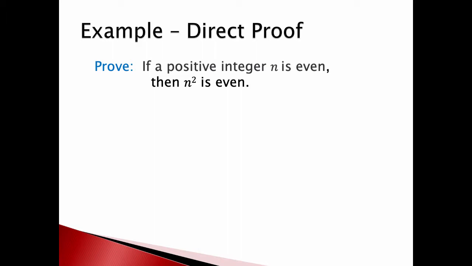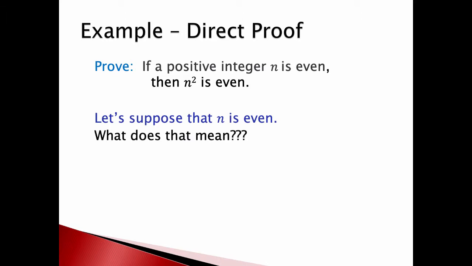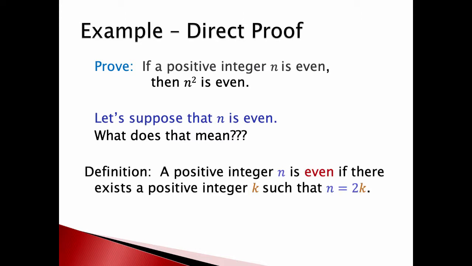If we're going to do a direct proof, we want to assume that n is even. Okay, now what? What does that mean? What we really need is a definition, something we can work with. So we go back to definition. Here's a definition of what it means to be even. You might say something like, it means you can factor a 2 out of it. Okay, what does that really mean?